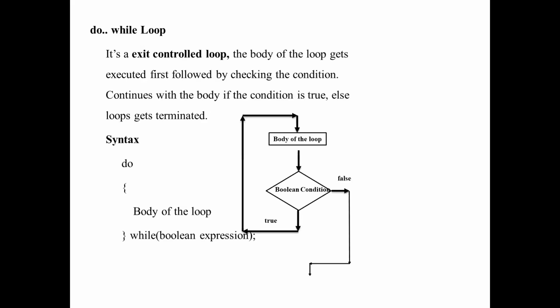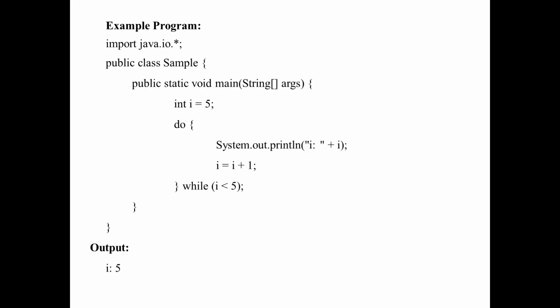In the do-while loop, the condition is checked only at the end of the loop. So i equal to 5. Do, System dot out dot println i will be printed, i equal to i plus 1. So here, 5 is printed, 5 plus 1 is 6. 6 less than 5, the condition fails, and the next loop will not continue. It will stop with 5. In case the condition, the program starts with 1, then the value will be printed.